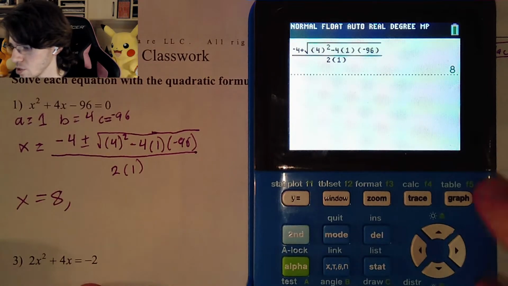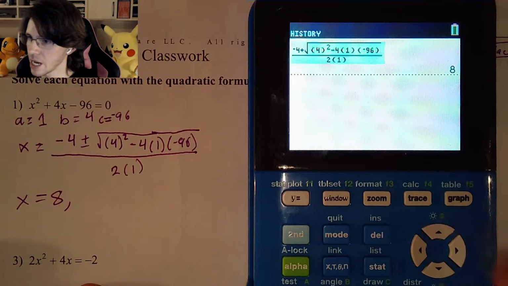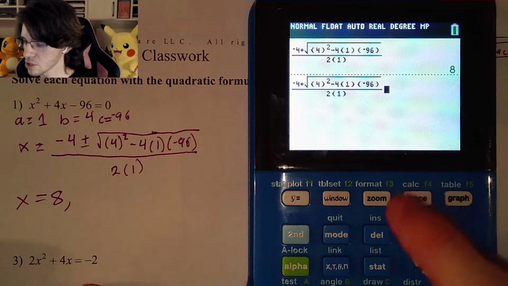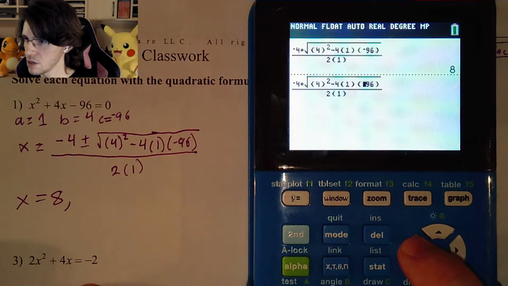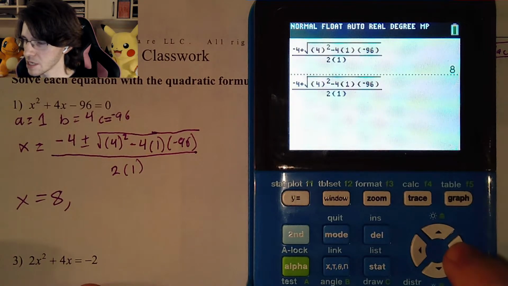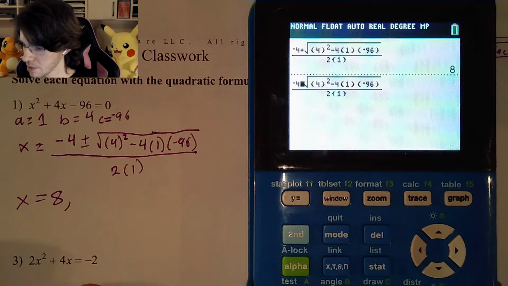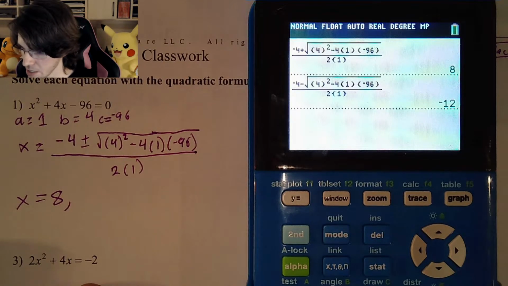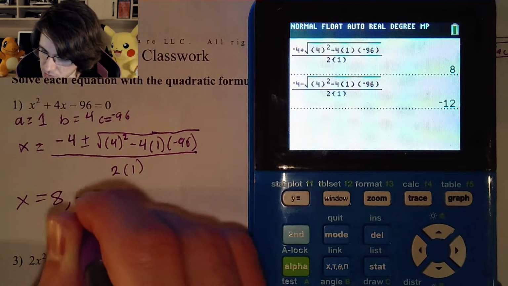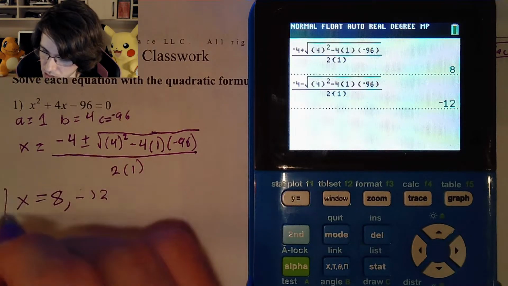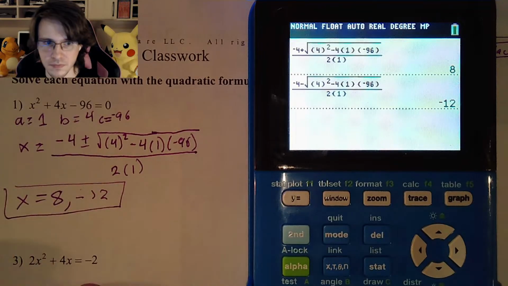And now, using the same calculator, we're going to go up and highlight this guy right here. And we're going to scroll over all the way to the left until we are on top of that plus sign. When we are on top of that plus sign, we're going to change it to a minus. And now it gives us that second answer of negative 12. And that's it. That's the whole question. We have finished the problem.